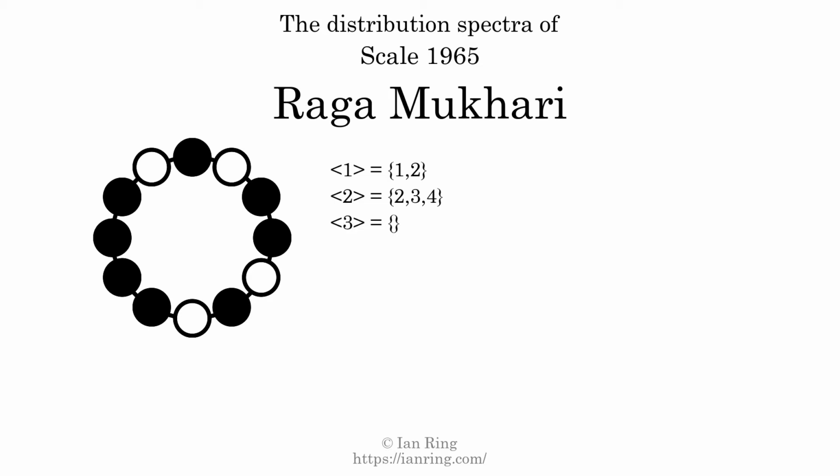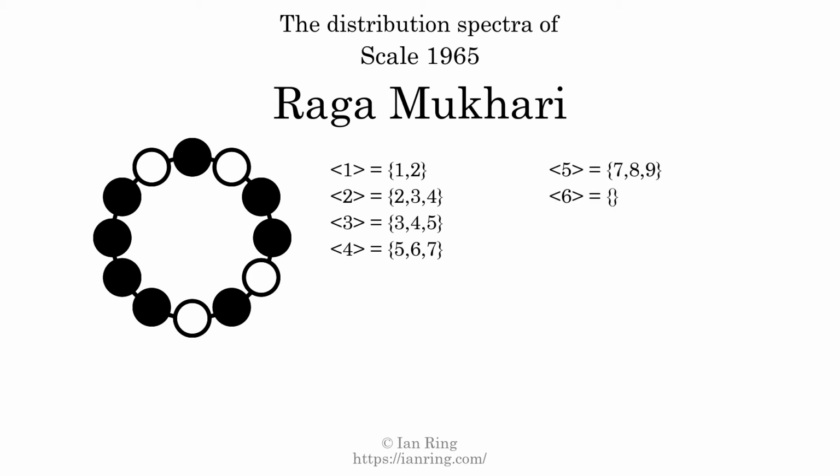The generic interval of 3 scale steps comes in 3 different specific interval sizes, 3 semitones, 4 semitones, and 5 semitones. The spectrum width of this generic interval is 2. The generic interval of 4 scale steps comes in 3 different specific interval sizes, 5 semitones, 6 semitones, and 7 semitones. The spectrum width of this generic interval is 2. The generic interval of 5 scale steps comes in 3 different specific interval sizes, 7 semitones, 8 semitones, and 9 semitones. The spectrum width of this generic interval is 2.